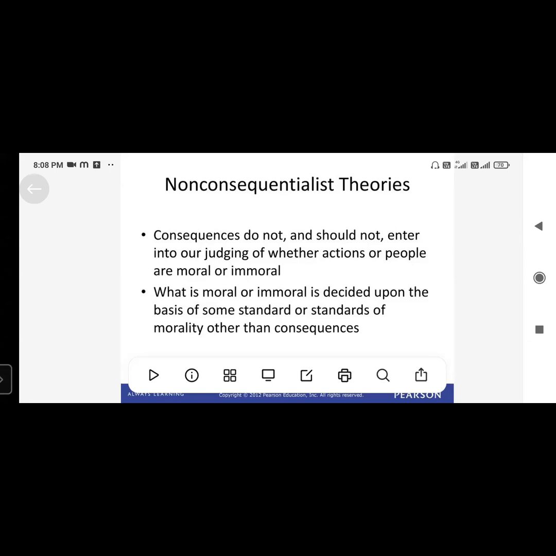Now, this particular name itself suggests what will be the base of the theory on business ethics. So, consequential and non-consequential. The simple meaning of consequential is consequence. I hope that everyone is aware of the meaning of this word consequence. In Marathi or in Hindi, the meaning of consequences is parinam.